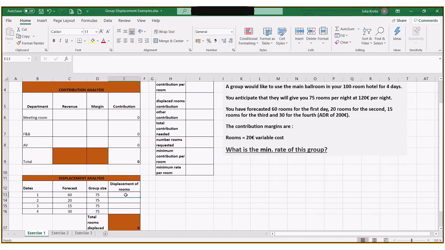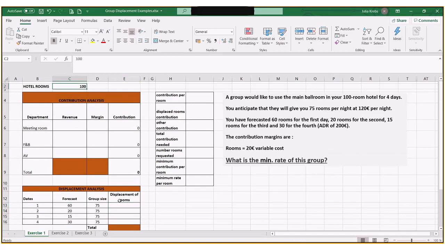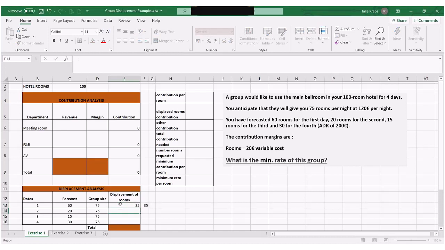And now we need to find out how many rooms we need to displace. That means how many rooms we cannot accommodate from the transients, because we obviously have a limit of 100 rooms per night. How are we going to calculate this? I'm going to do this here on the side so we can then fill in the correct figure. We take 60 transient guests forecasted plus 75 from the group, and then we take off the 100 rooms, which is our total capacity. Therefore we find out that 35 rooms are over, meaning 35 rooms cannot be accommodated. Why? Because 60 plus 75 is already more than 100. So we can write 35 here.